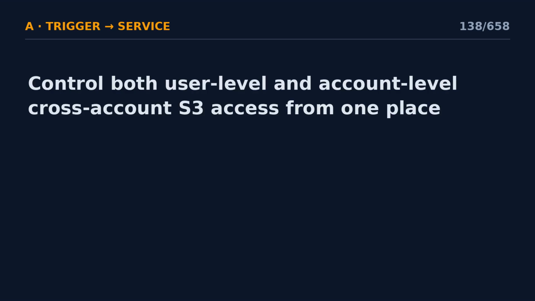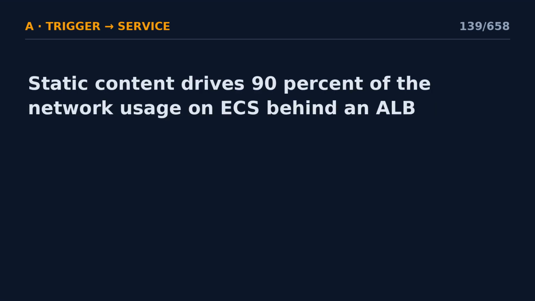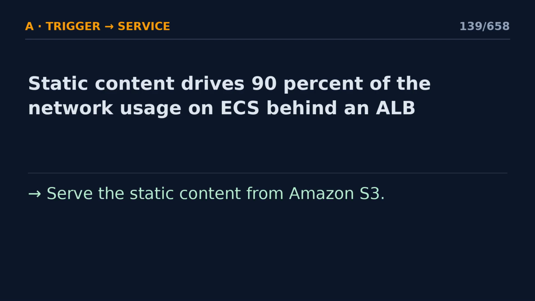Control both user-level and account-level cross-account S3 access from one place. Answer: S3 bucket policy. Static content drives 90% of the network usage on ECS behind an ALB. Answer: Serve the static content from Amazon S3.